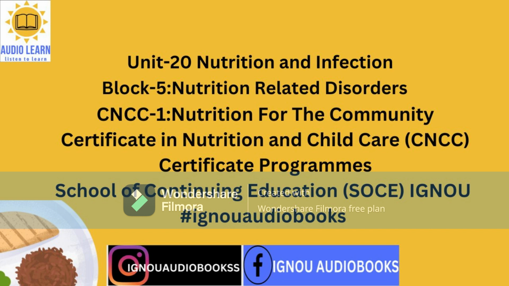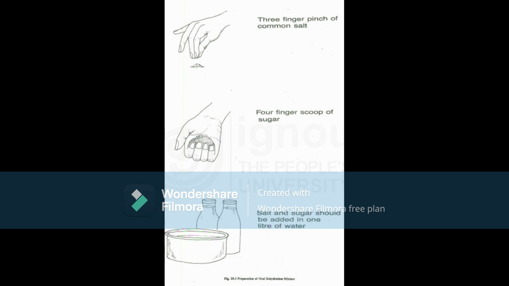Check your progress exercise 2. 1. Explain in 4 or 5 lines the relationship between infections and nutritional status. 2. How will you prepare the oral rehydration mixture at home? Discuss. Look at the screen for table content. 3-finger pinch of common salt. 4-finger scoop of sugar. Salt and sugar should be added in 1 liter of water. Figure 10.3. Preparation of oral rehydration mixture.